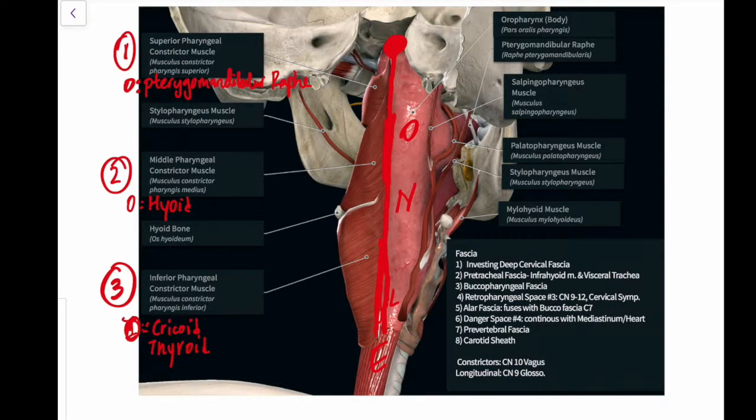So here you see that another muscle that's very important is stylopharyngeus. Stylopharyngeus is innervated by the glossopharyngeal nerve. That is the only muscle that's innervated by number 9. Everything else is innervated by vagus, number 10.